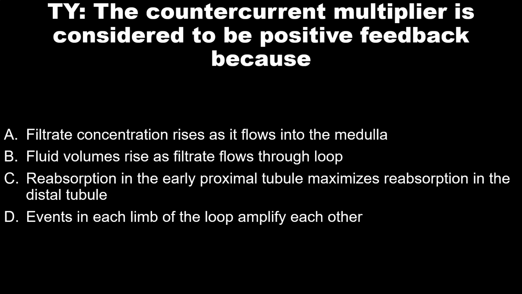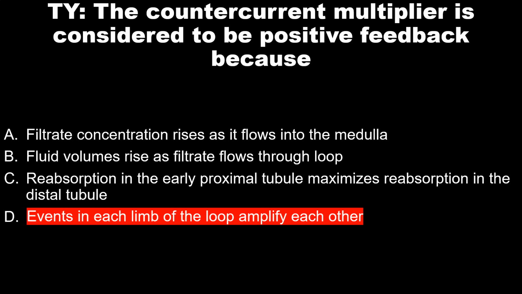So which of these is the reason that the countercurrent multiplier is considered to be a positive feedback? It's because the events in each limb amplify each other, right? The descending limb pulls out water into the interstitial fluid. The water that's there pulls out solutes from the ascending limb, right? So they sort of just feed into each other. And as more solutes are in the interstitial fluid, that pulls more water out from the descending limb. So it just sort of piles onto each other.